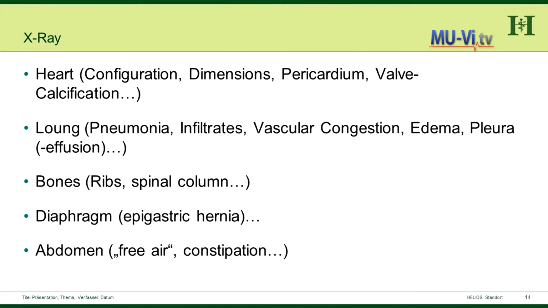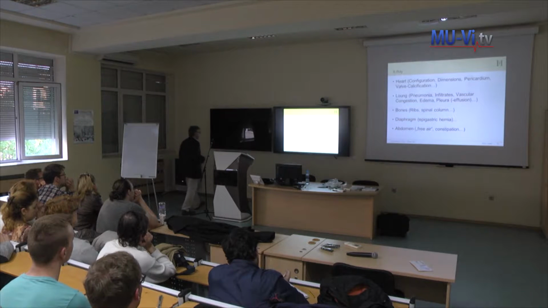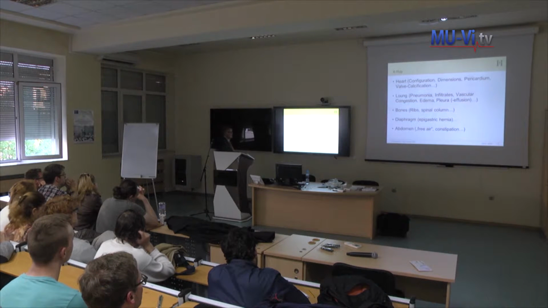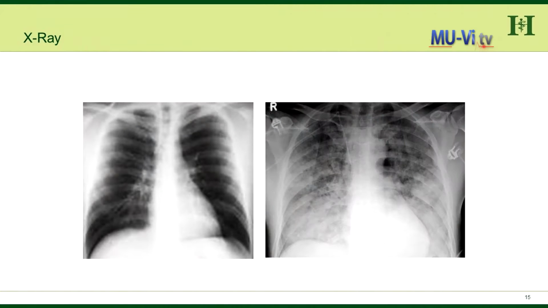Okay, what can X-ray do? X-ray cannot really do very much in coronary heart diseases, but we see the configuration of the heart, we see the dimensions, we see a bit of the pericardium, we see sometimes a valve calcification, we can see the lungs, the bones, the diaphragm, and parts of the abdomen. But it's not really much.